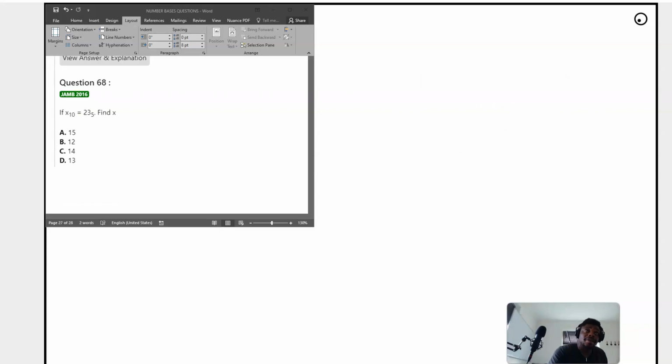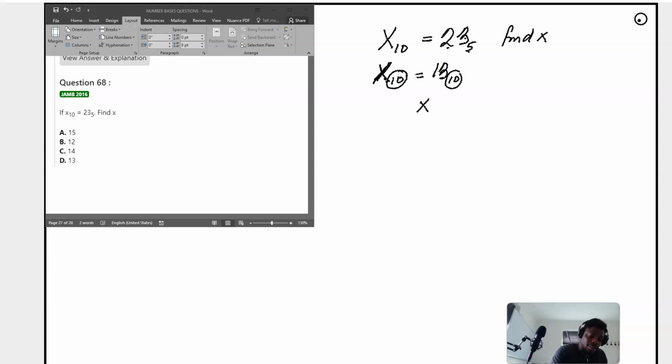Now, let's take the next question. If x base 10 is equal to 23 base 5, find x. This is already in base 10. So let's convert this one to base 10. 5 times 2, that is 10 plus 3. So this is 13 in base 10. So the left hand side is in base 10, the right hand side is in base 10, so x will be equal to 13. So that is option D.